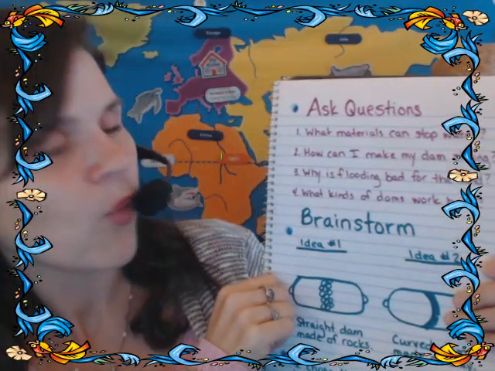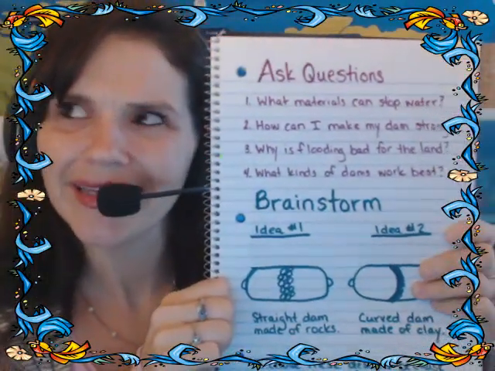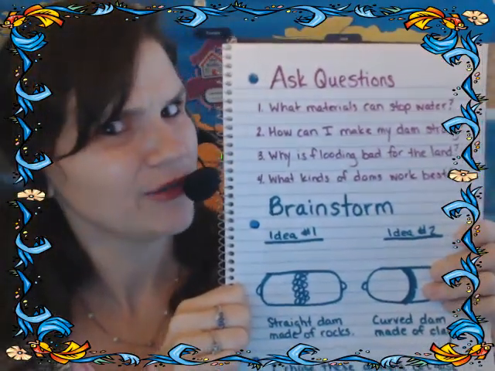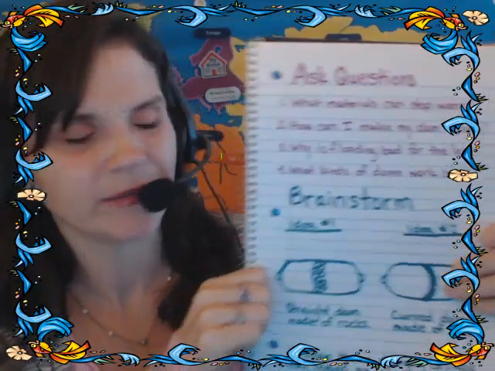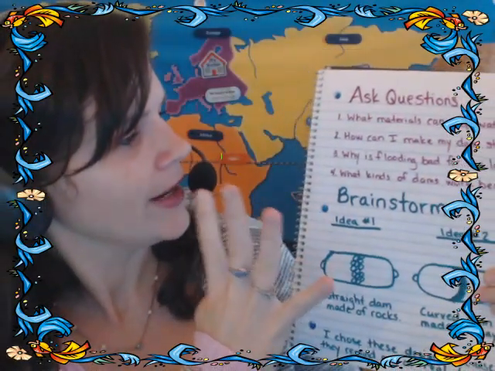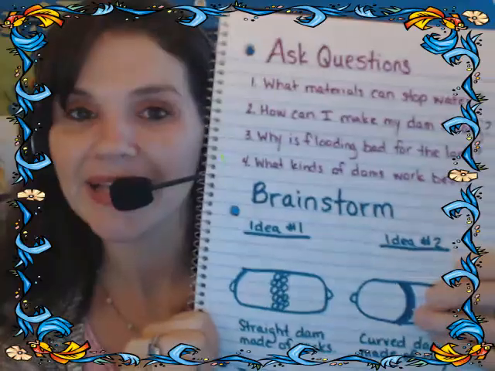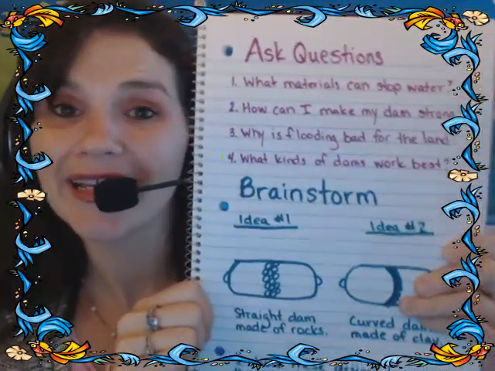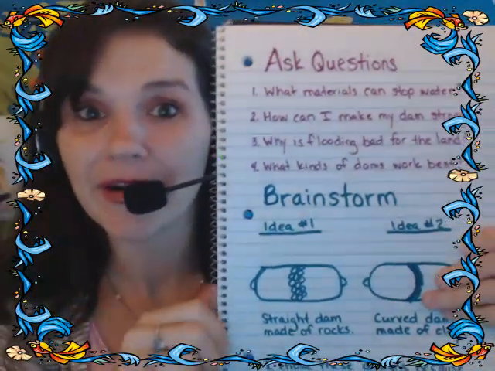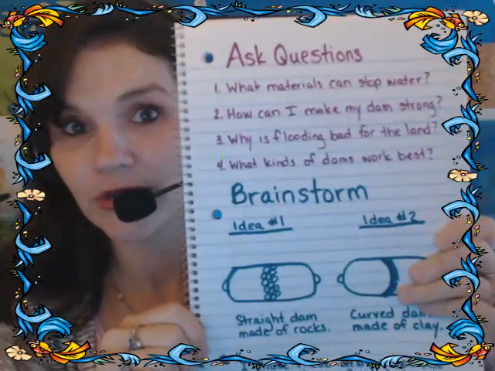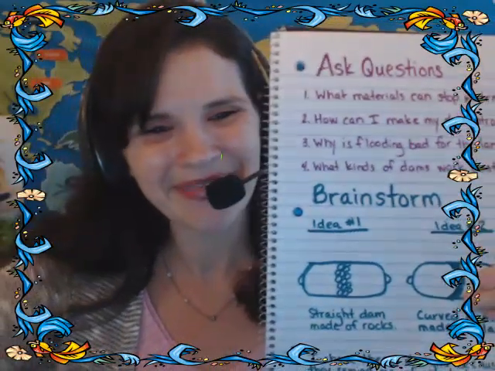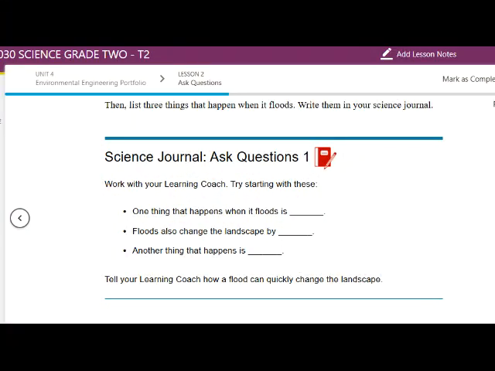Number 3, why is flooding bad for the land? Grass, plants, they usually need water, right? Why is flooding different? And number 4, what kinds of dams work best? So if I can explore and answer this question first, I might have a better idea of the materials I want to use when I build my dam. All right, let's get back to lesson 2.